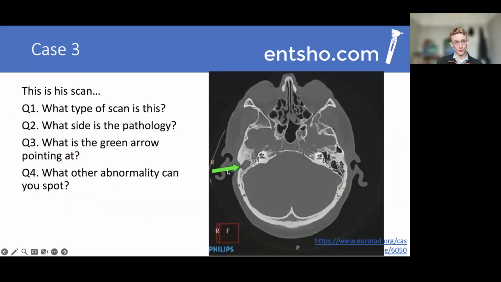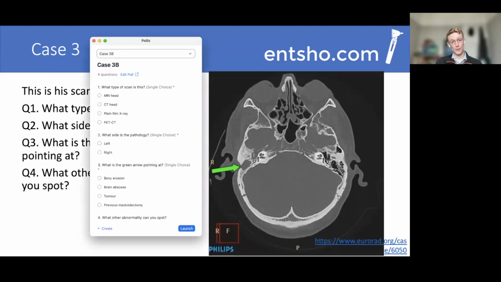And good. So he's now had a scan, and we've talked about scans a little bit, but what type of scan is this? What size is the pathology? What's the green arrow pointing at? And what other abnormalities can you spot? And I'll pop up your polling options and start the timer.